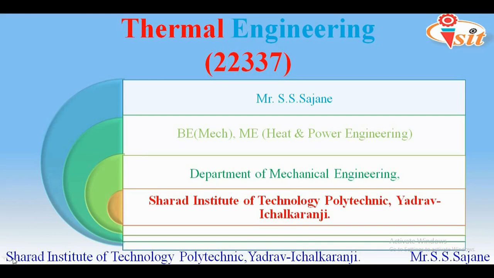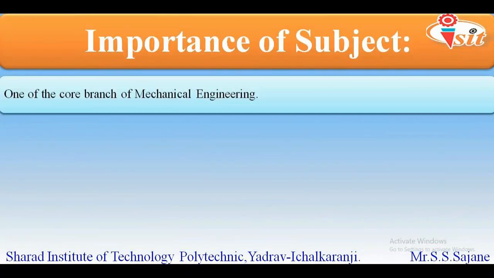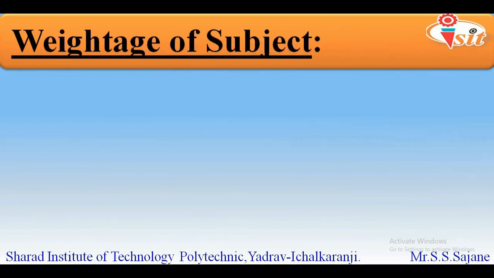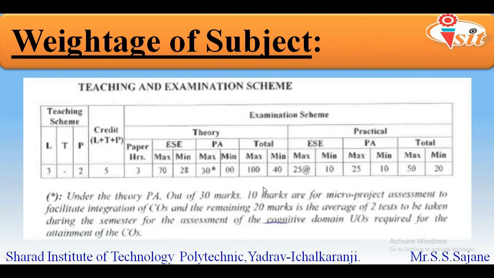We have seen the importance of this subject. We have gone through these 4 points. What is the need of this subject, thermal engineering? Then we have seen the weightage of this subject. I have explained that our total weightage for this subject is 150 marks. The 70 marks theory paper for passing, the students have to score 28 marks. That was the point which I was missing in the previous lecture. I have not told that.